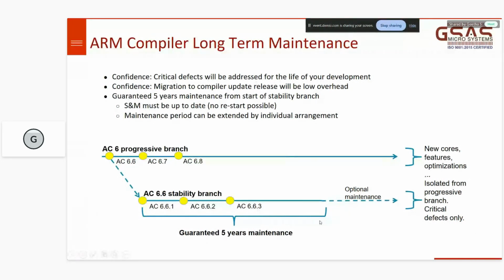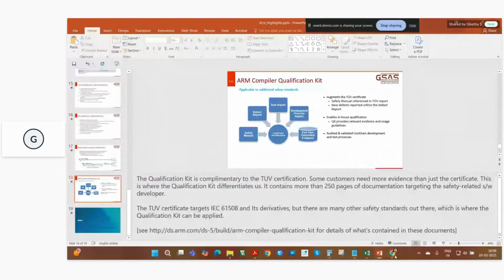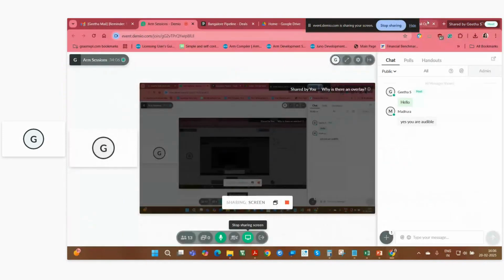After 6.6, the version which ARM selected for safety certified is 6.2. So never confuse this progressive branch with the stability branch. To be more precise, I'll show you this before I go to the last slide.